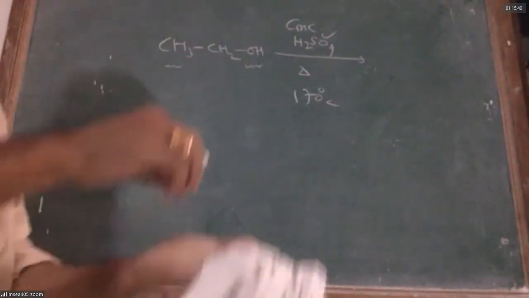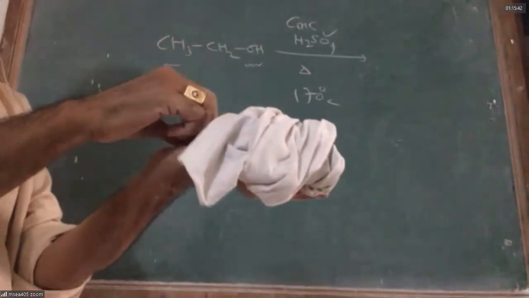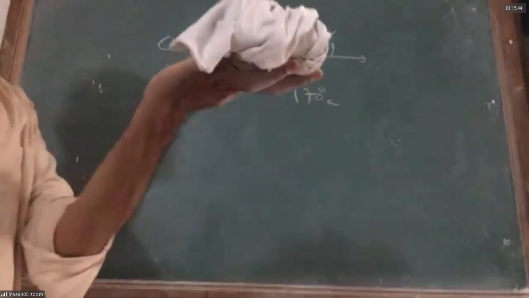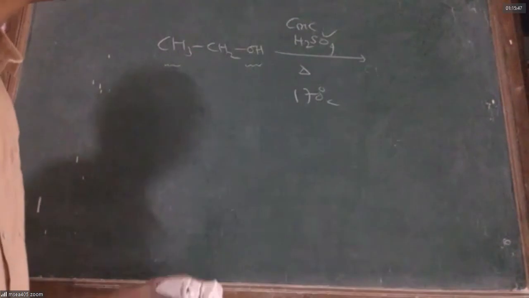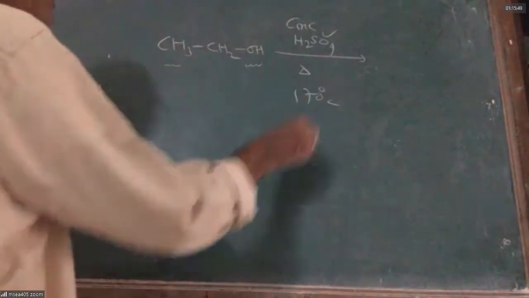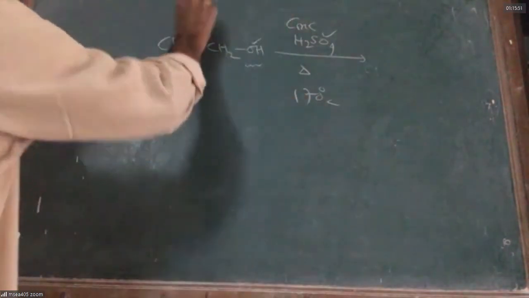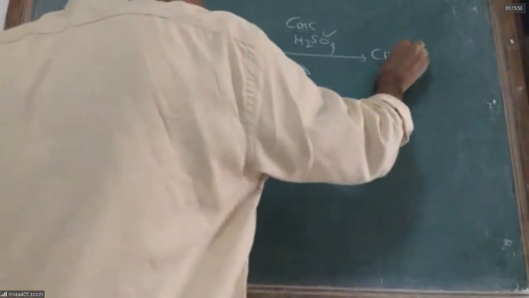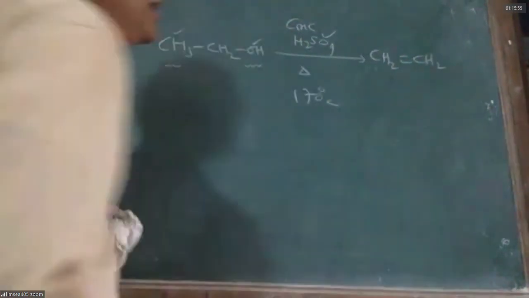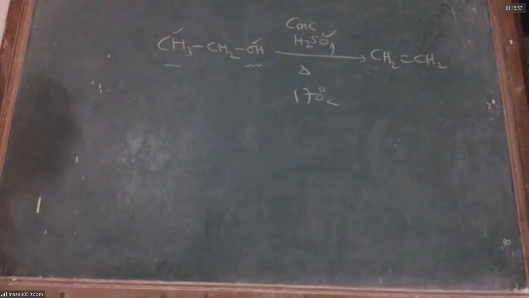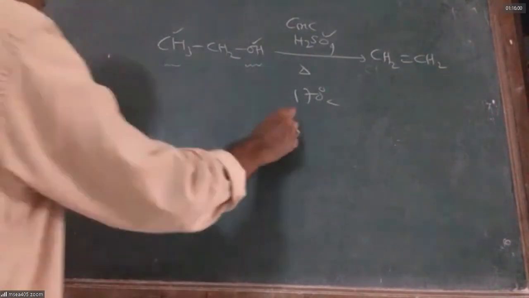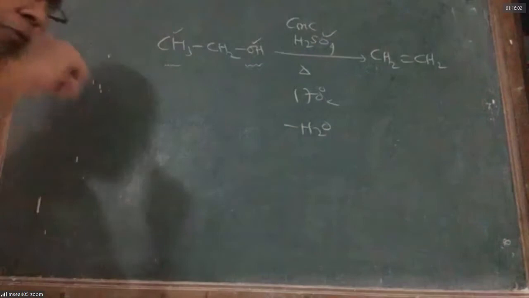If you put sulfuric acid in your hand, it will drink all the water in the hand, make a hole and fall down. It is a naughty acid. So if I am putting sulfuric acid and heating at 170, the water is lost. I get CH2 double bond CH. It is called ethene. Ethene is produced due to dehydration.